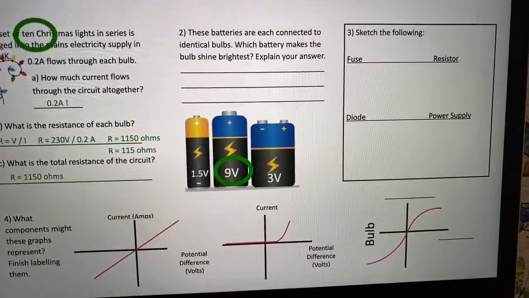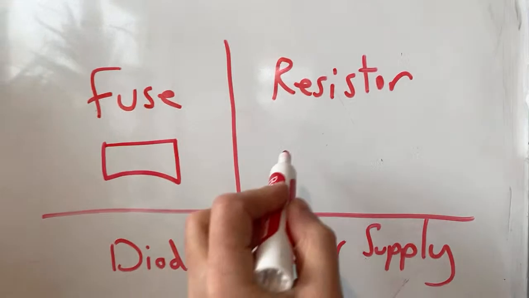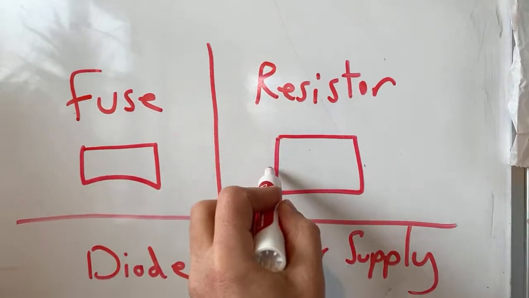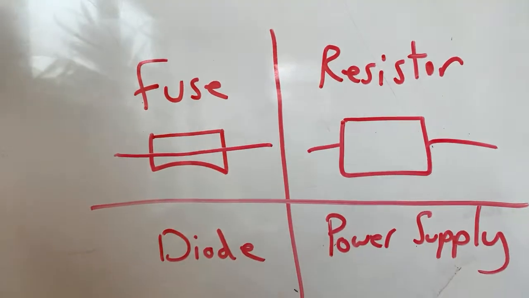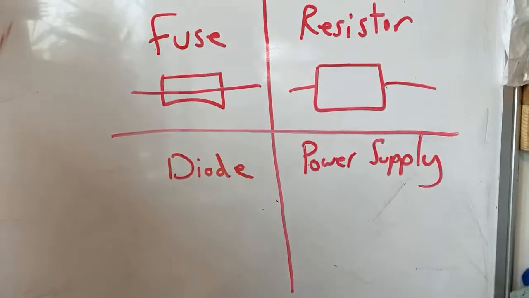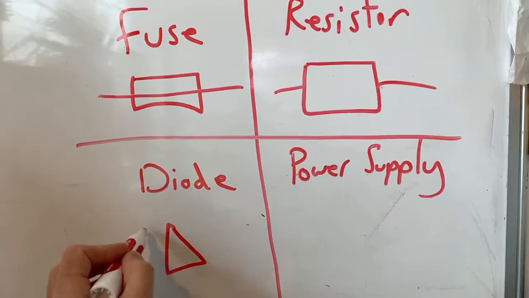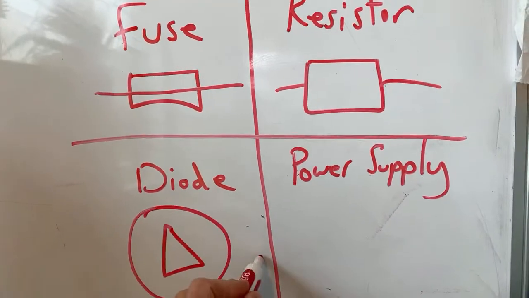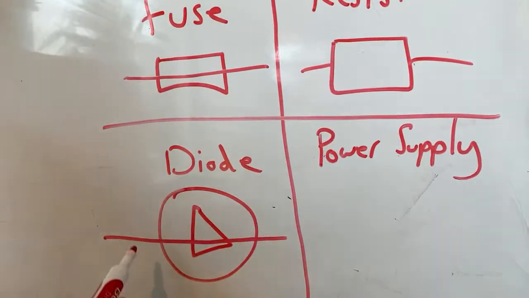Did you remember the difference between a fuse and a resistor? So a fuse is a boring rectangle, a resistor is a boring rectangle, but the fuse has a line going through it. A diode, I think Alice explained this very well on Facebook the other day. She was like, oh yeah, it's just a pizza in a box with a line going through it. Fine, I'll take that.